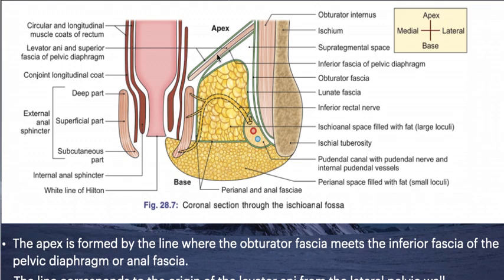Basically, this is your pelvic diaphragm consisting of the levator ani muscle, and it has a superior fascial layer and an inferior fascial layer. The inferior fascial layer is also called the anal fascia, and where this anal fascia meets the fascia of obturator internus, that is your apex. This line basically corresponds to the origin of the levator ani from the lateral pelvic wall. I understand this might be difficult for you to understand, but please bear with it.